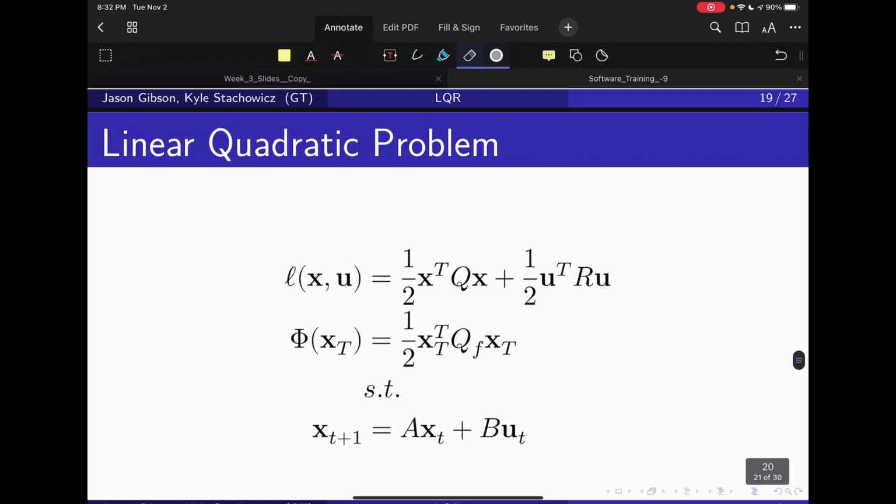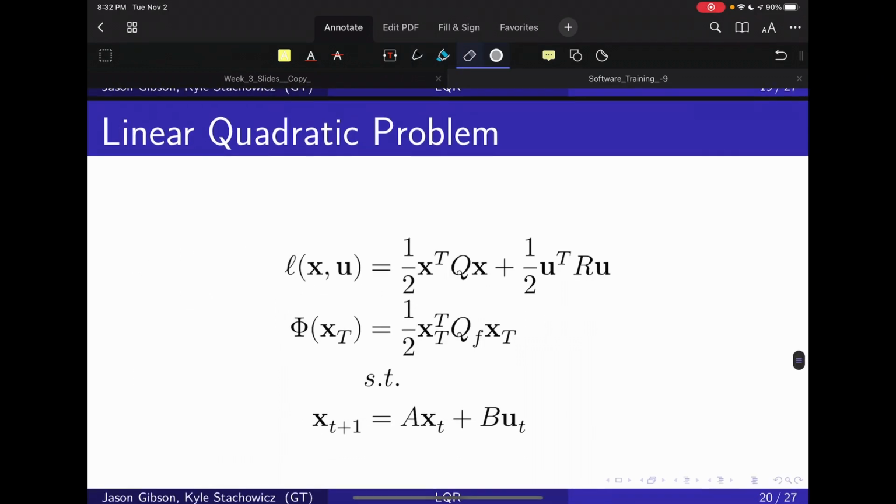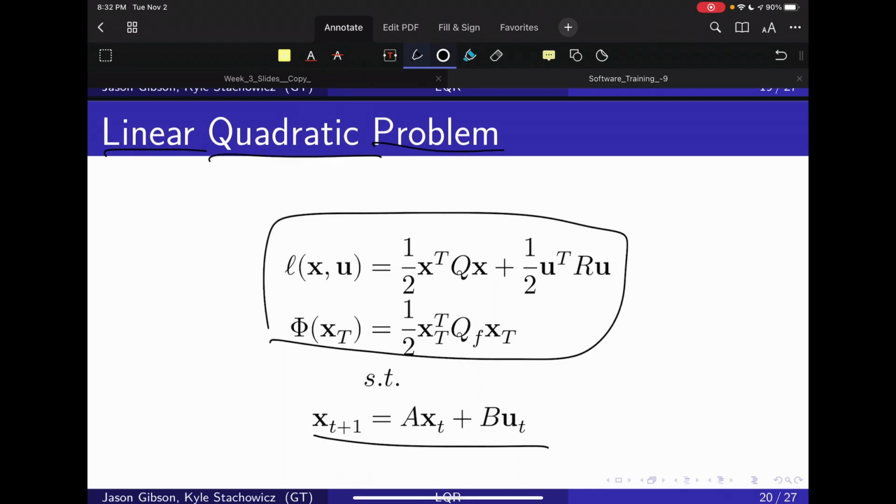So here we're going to set up the linear quadratic problem. So we have some L(x,u), which is our running cost. We'll define it as a quadratic function. Then we'll have some terminal cost, capital phi. So phi is equal to another quadratic cost, subject to some dynamics, which are linear. So this is linear, because we have linear dynamics, quadratic, because these two are quadratic, problem, because we're trying to find the control that will minimize this cost function, subject to these linear dynamics.